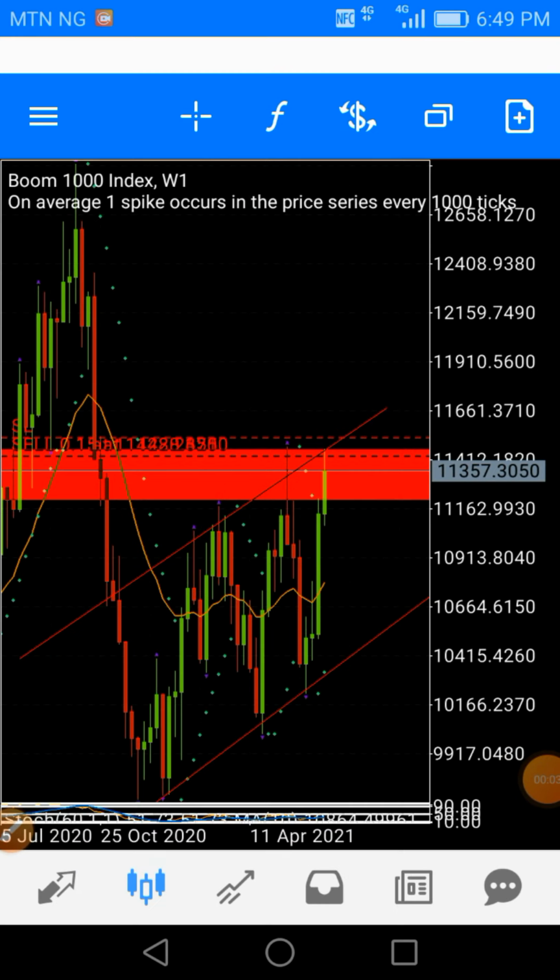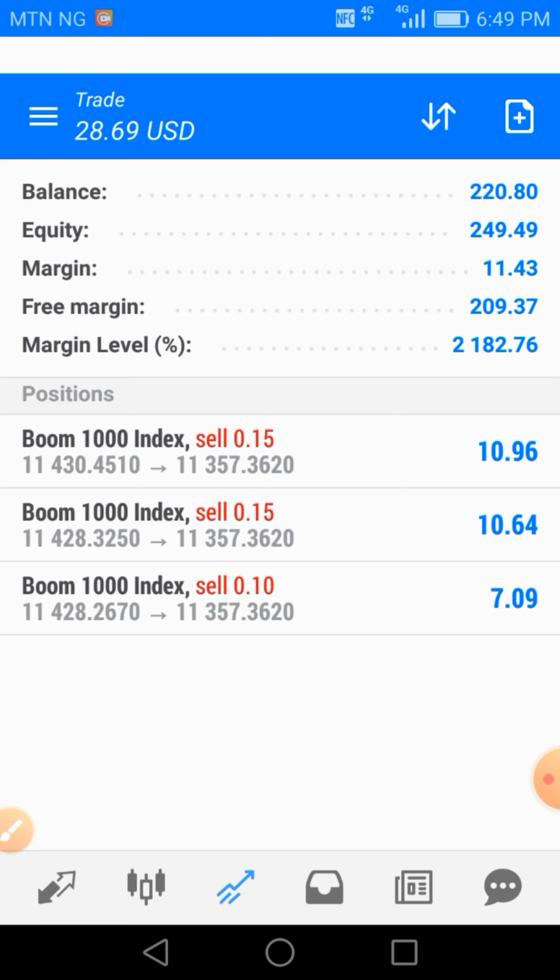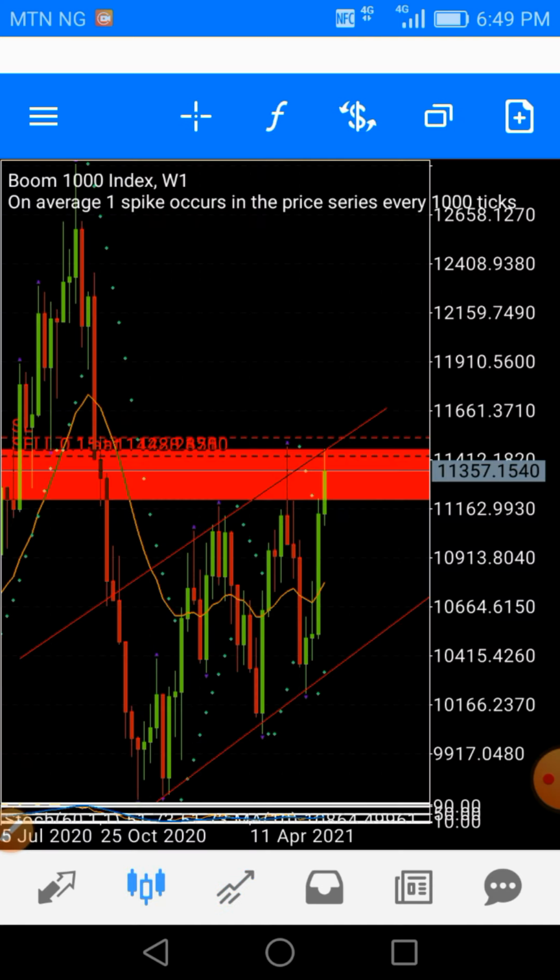Okay guys, welcome back once again. It's been several hours and the trade is still running, and we are in deep profit, just as you can see, with this lot size of 0.15, 0.15 and 0.1. Now this is cool guys. Remember, we picked our signal from the weekly time frame, and as you can see how I adjusted the trend line, and we have a perfect trend line.